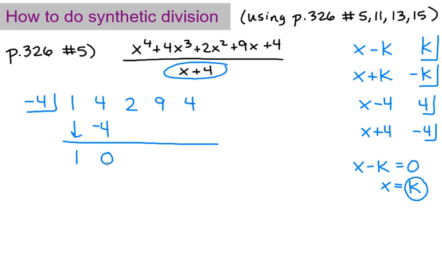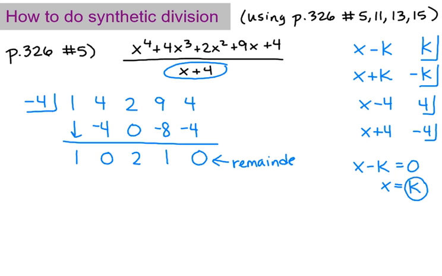Do it again. Take 0, multiply it by the number in the box. That would be 0. Add the column, 2. Take 2, multiply it by the number in the box, negative 8, write it here. Add the column, 1. Take 1, multiply it by the number in the box, write it here, negative 4. Add the column, 0. That last number is the remainder.